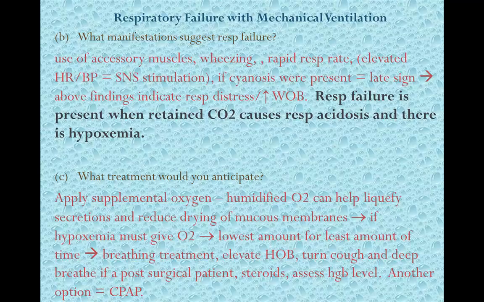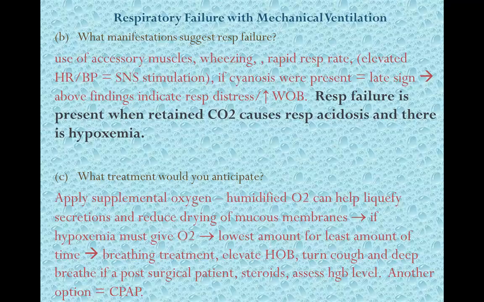Now, if I had listed cyanosis, you would know that that's definitely a sign of respiratory failure, but as healthcare providers, we want to make sure that we intervene long before the patient presents with cyanosis. But all of the above findings indicate that the patient is in respiratory distress. This is a very distressed patient with increased work of breathing, WOB, work of breathing.